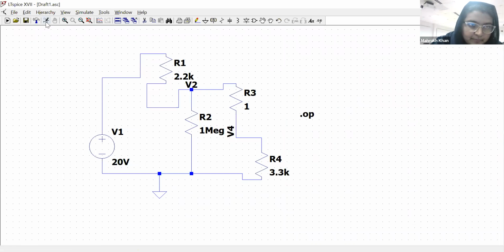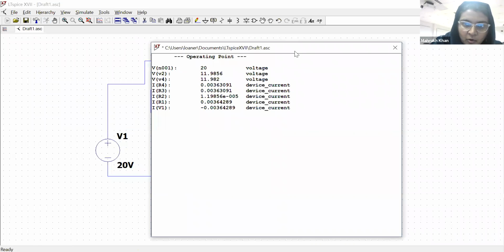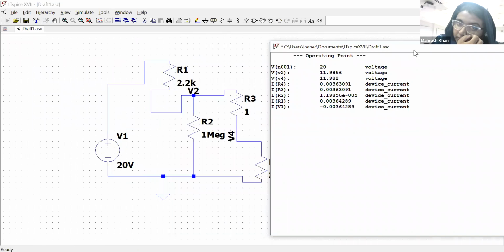Well, what will happen? With 1 mega ohm, you can see that your V2 and V4 increased, right? But as you have increased this resistance, the current through it should be very, very small. So you can see that the current through this is very small, but your V2 and V4 increased, which is okay.